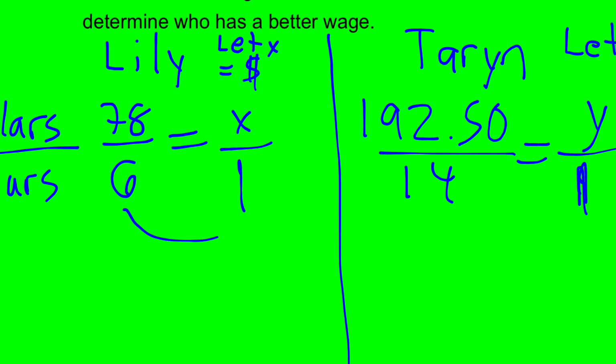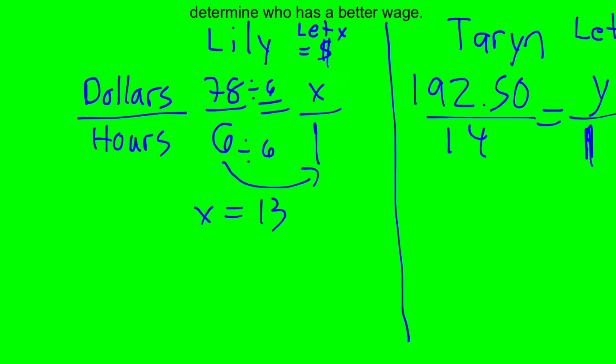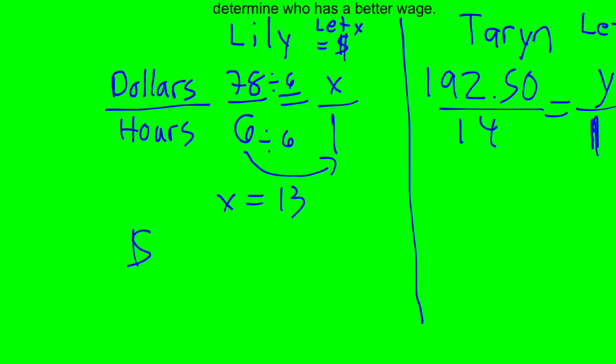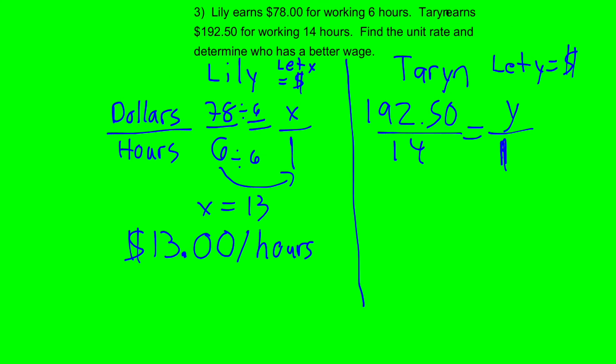Now to solve these. To go from 6 to 1, I would divide by 6. Do the same thing to the top, so $78 divided by 6. That's $13 exactly, so x is equal to 13. Now, if we're writing this as a unit rate, even though there's no cents, we put 2 decimal places: $13.00 per hour. That's her unit rate.